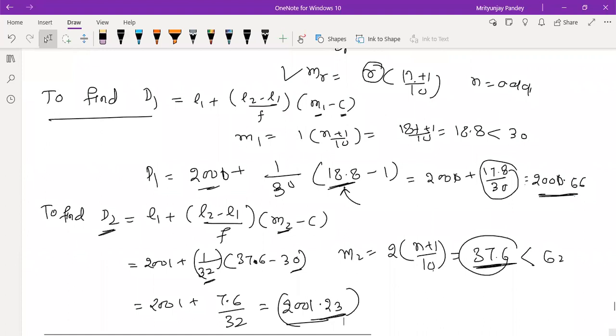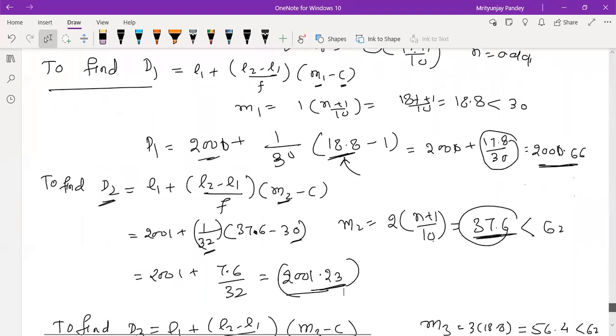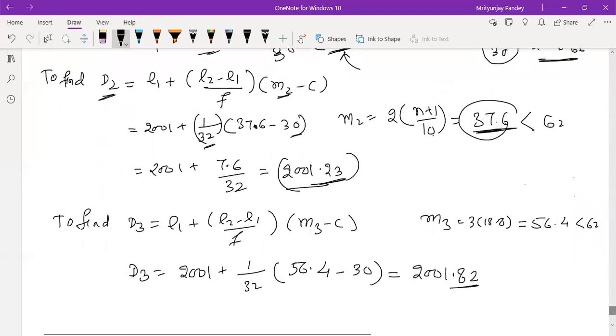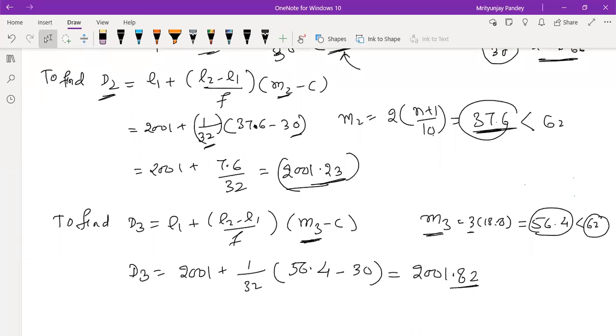Now next, calculate D3. For D3, this is your formula. Only a small difference is there: you have to calculate M3. M3 is nothing but 3 into 18.8, that will be 56.4. That is just less than 62. Here also it is less than 62. Therefore, the rest of the data is the same as D2.